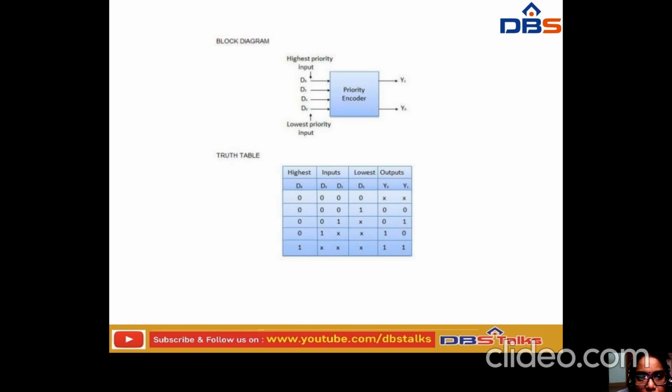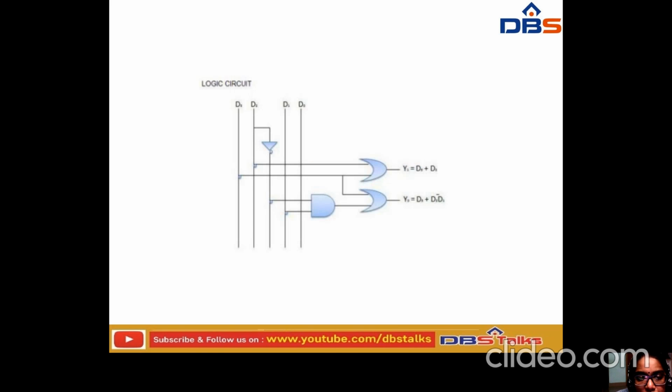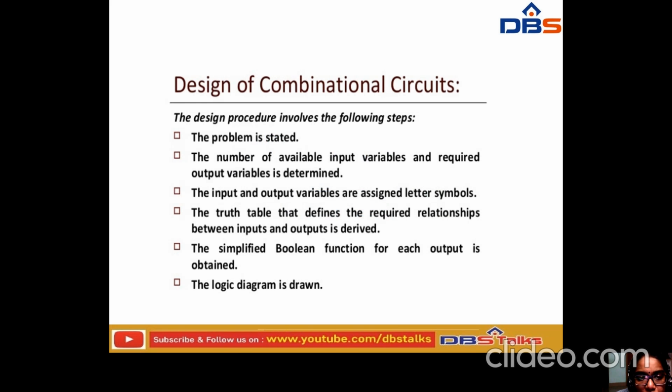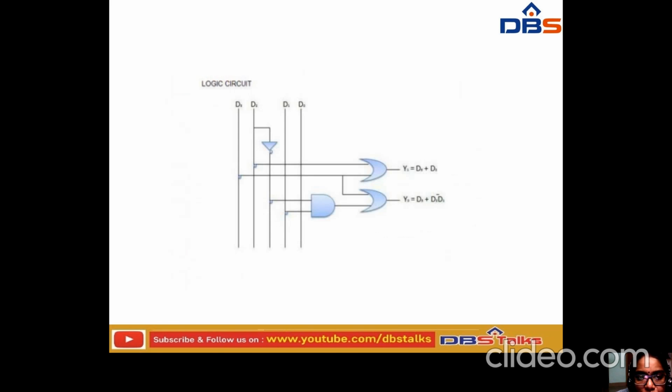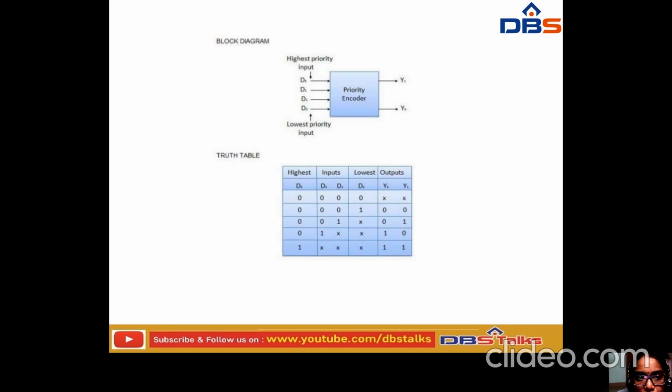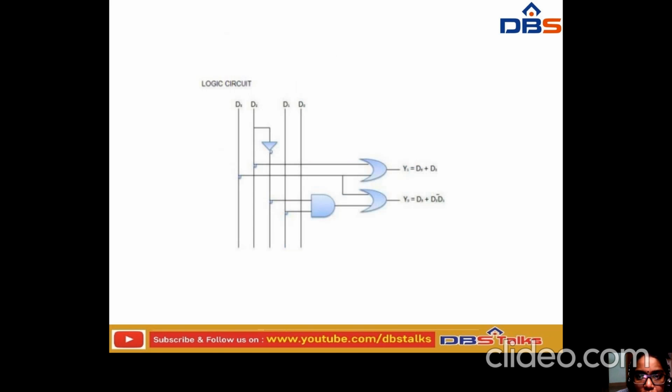In the next class we are going to discuss this logical circuit also, and then the design of combinational circuits. So up to here we have finished the decoder and encoder. In the next class we are going to continue with this. Okay.